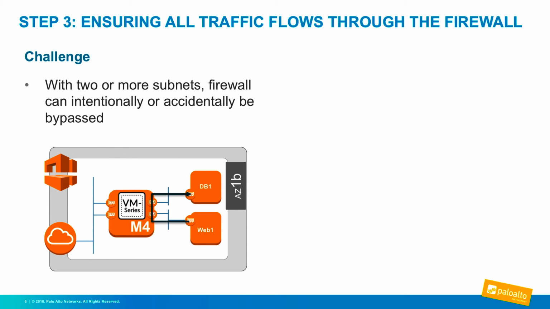Now that we deployed our firewall, we need to ensure that all traffic flows through it. As we know, in AWS, every subnet that is created in a VPC is automatically and permanently attached to the VPC virtual router. If there is only one internal subnet in the VPC, then we simply create a default route that we point to the elastic network interface of the internal firewall. And that makes sure that all traffic goes through the firewall.